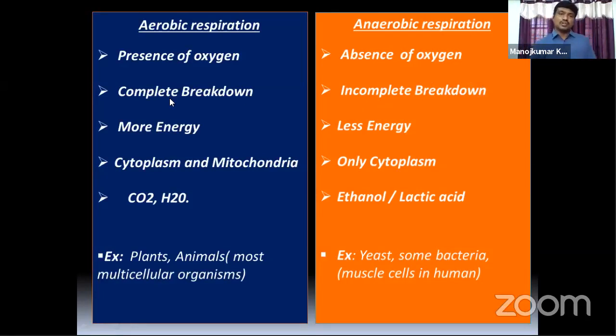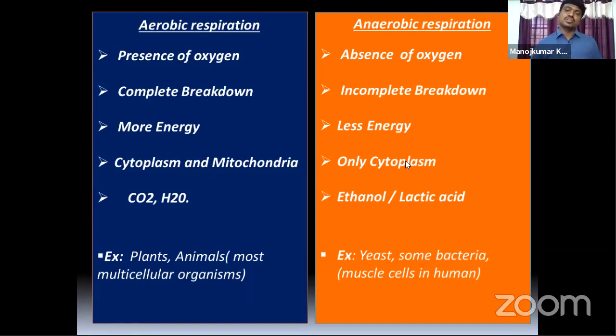And as complete oxidation or complete breakdown occurs in aerobic respiration, a huge amount of energy is released. Here, due to partial oxidation or incomplete breakdown, very little energy is released as compared to aerobic respiration. Aerobic respiration occurs in the cytoplasm and mitochondria. The cytoplasm is the fluid matrix of living cells, isn't it, students? So in the cytoplasm and in the mitochondria, the process of respiration occurs.